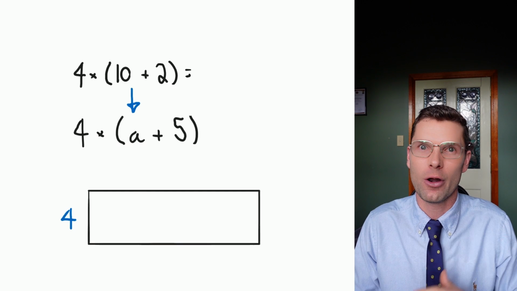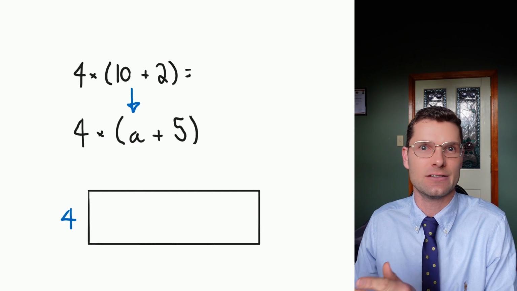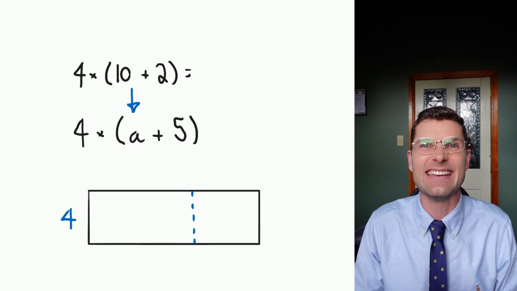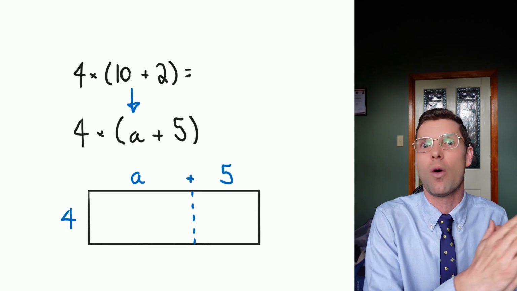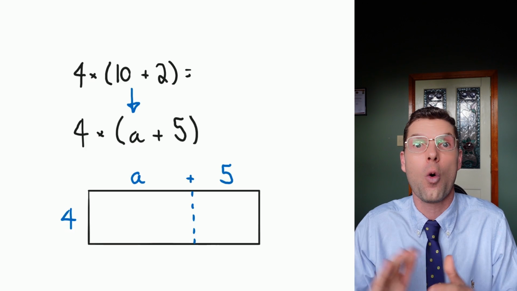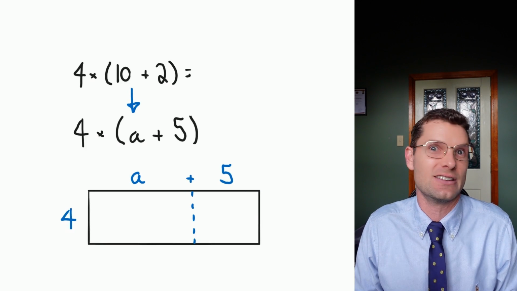So I'm going to have 4 on one side of my rectangle, and this time I'm going to have a and 5. Because we don't know what a is, it doesn't actually matter where you break this up on your rectangle. A could be completely over to one side or the other. It doesn't actually matter. I always like to put it kind of in the middle because it just helps me scaffold these questions well.